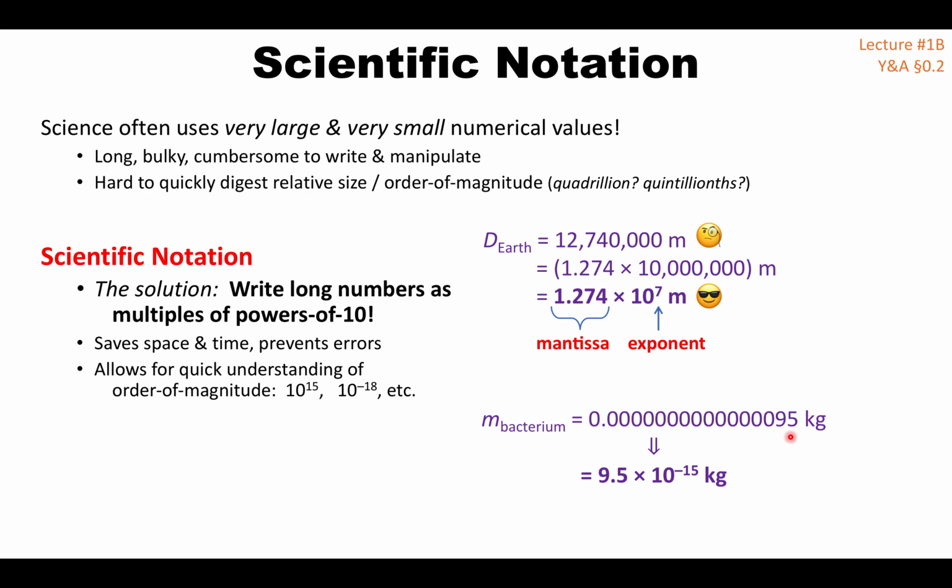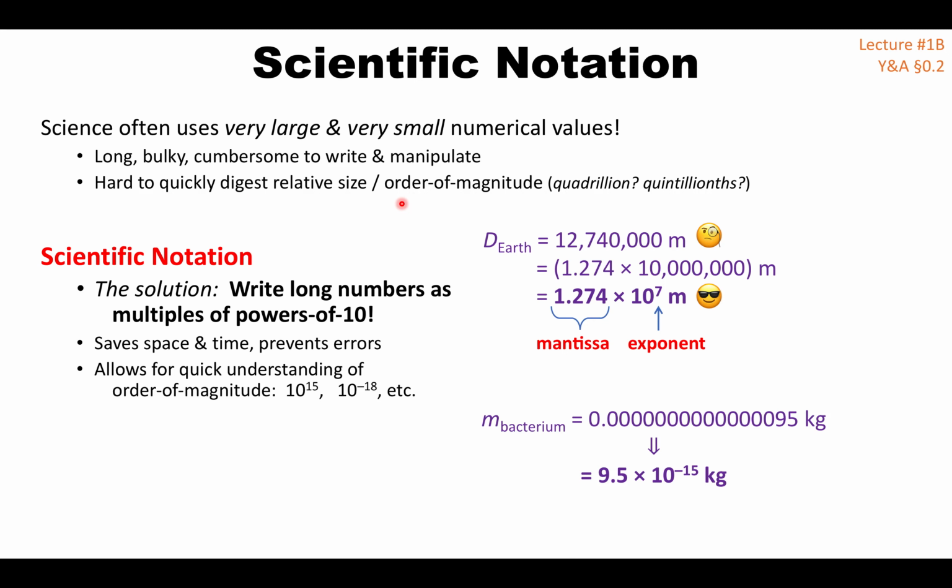All right, well, what's wrong with this? Obviously, these numbers are very long, bulky, and cumbersome to write and to manipulate on the page algebraically, and there's a good chance that we'll make mistakes as a result because we're trying to keep track of all of these digits.